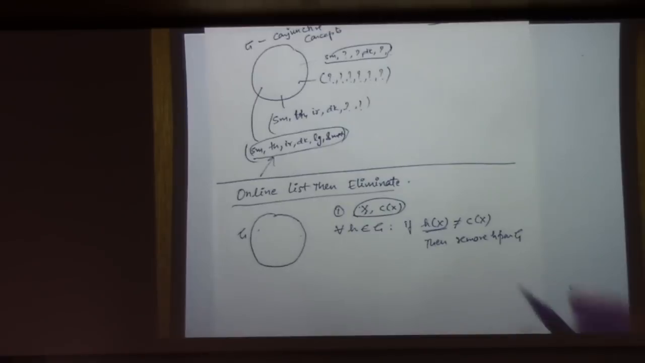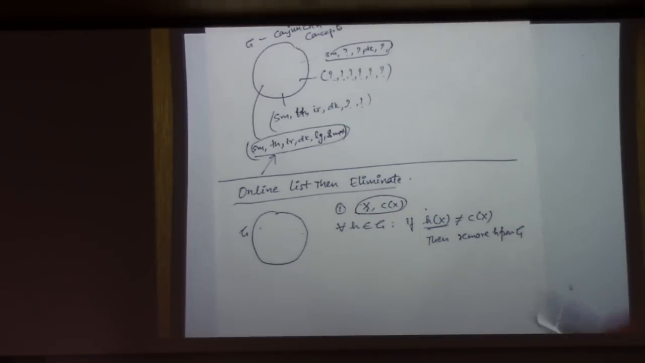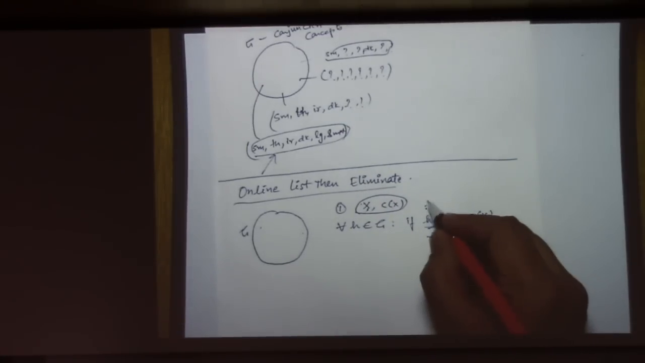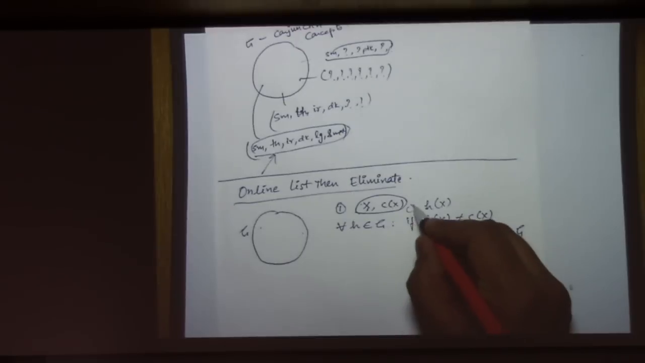So what happens is that you might make some mistakes before that. So first, you say h of x is your c star of x.